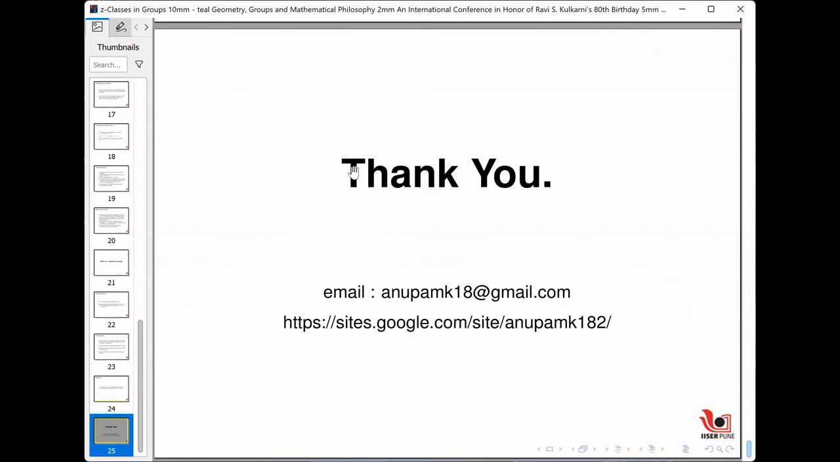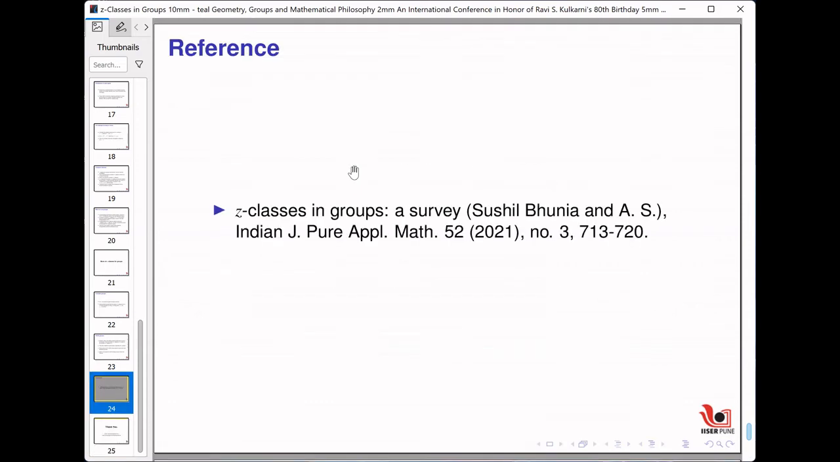Was it that ICTS program? Yes, this is the ICTS proceeding which has appeared here. Yeah, so now it has appeared. So this was basically the proceeding of the conference which happened at ICTS.